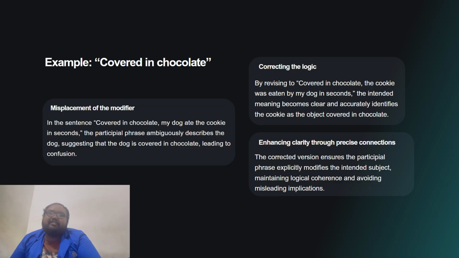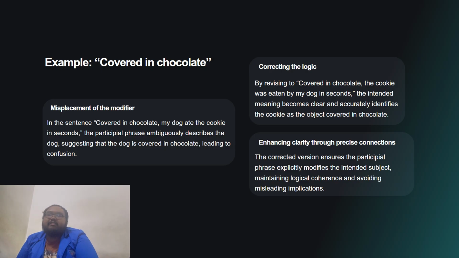Now for another example again, covered in chocolate. Misplacement of modifier. In the sentence, covered in chocolate, my dog ate the cookie in seconds, the participial phrase ambiguously describes the dog, suggesting that the dog is covered in chocolate, leading to confusion. Now for the correction logic: by revising to covered in chocolate, the cookie was eaten by my dog in seconds, the intended meaning becomes clear and accurately identifies the cookie as the object covered in chocolate.